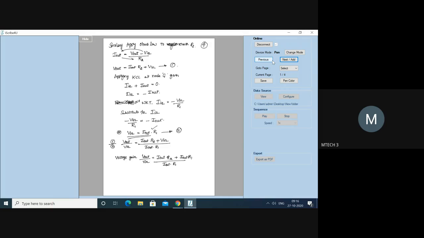Now just observe. What have I substituted? I have substituted Vin. From equation 2, Vin is equal to Iout into R1. So that I have substituted for Vin, and it becomes Iout into R1.